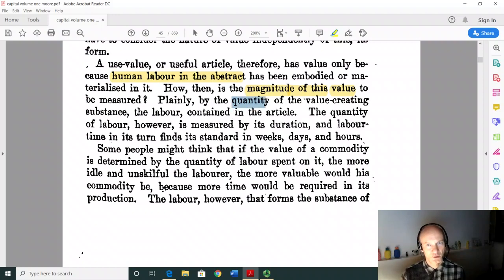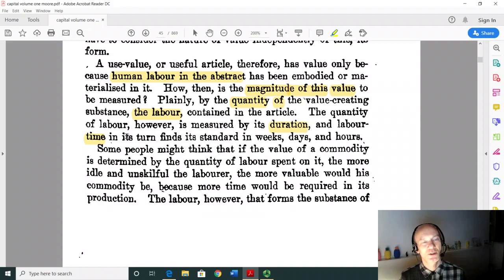So the magnitude of value is determined by the quantity of the substance that creates value, which is labor. The quantity of labor, however, is measured by its duration. And labor time in its turn finds its standards in weeks, days and hours. So we come here to the next category. So we are basically moving from one category to the next.